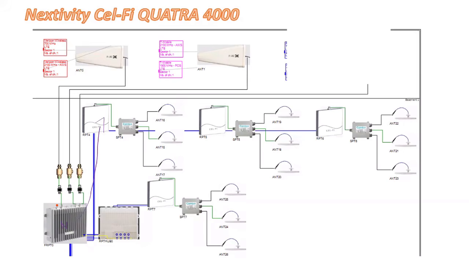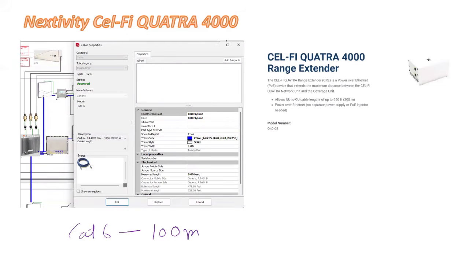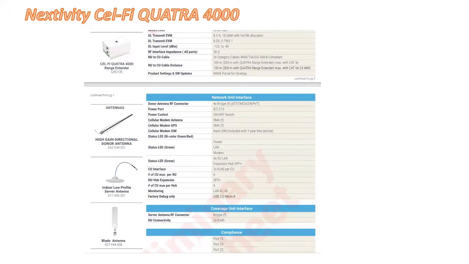Or the network unit can be fed to this fiber unit and then the fiber unit can feed the remote unit, and then the remote unit will convert optical to RF and then we can go to the antennas, right? It is not shown in this figure, but this is how it will work. As I said, the length of Cat6 cable can be a maximum of 100 meters. If you want to extend the cable, there is a Quatra 4000 range extender also available. With the help of that, you can increase the range up to 200 meters. And these are the other devices: the range extender, then you can use high gain directional antennas and then server antennas and all these things, right?